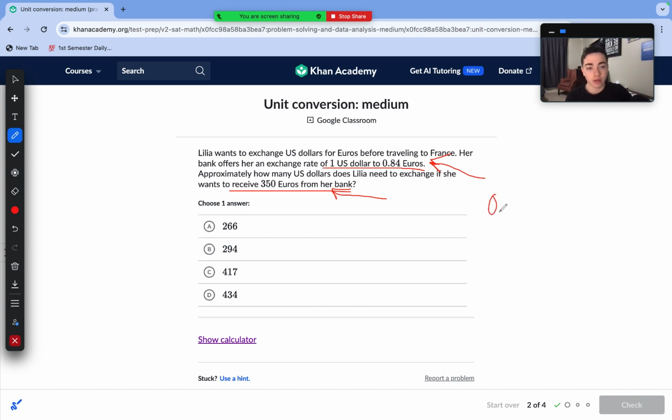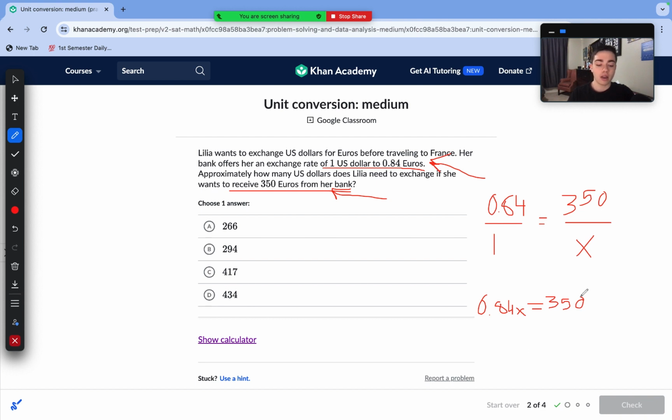So first off, we can write that first fraction, 0.84 euros over 1 US dollar equals 350 euros over an unknown amount of US dollars, which we are going to be solving for. In this proportion, we can just do butterfly multiplication. 0.84 times x is 0.84x. And then 1 times 350 is just 350. So we're going to end up dividing 350 by 0.84 to find the value for x.